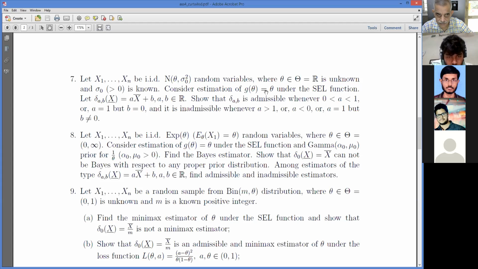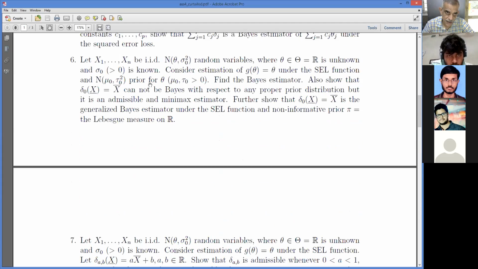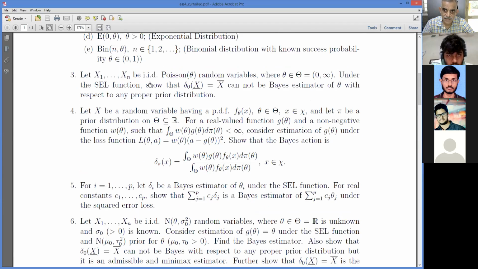Sir, in problem number 3. Yeah. Here, if we can show that the Bayes risk of X bar with respect to any prior is not equal to 0, will it suffice? You have to also show that X bar is unbiased. Yes, sir. That part I have shown.